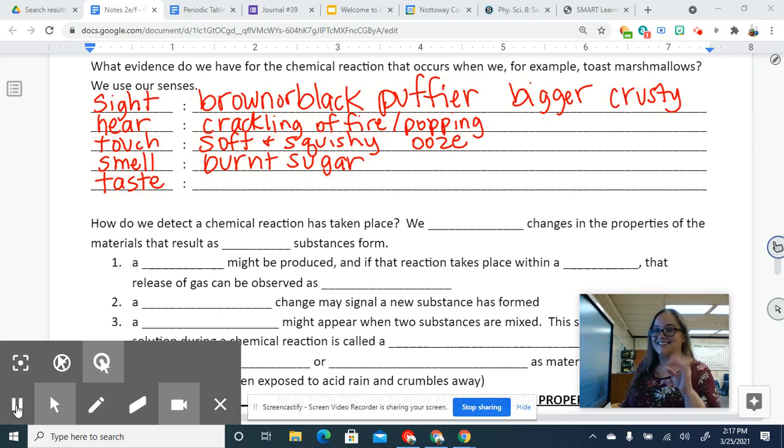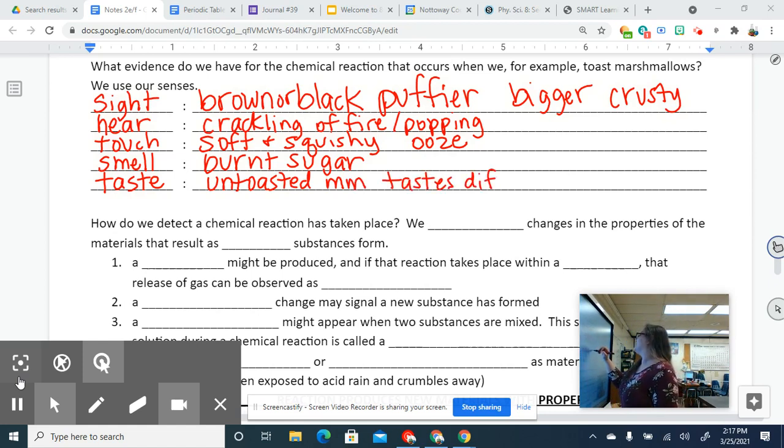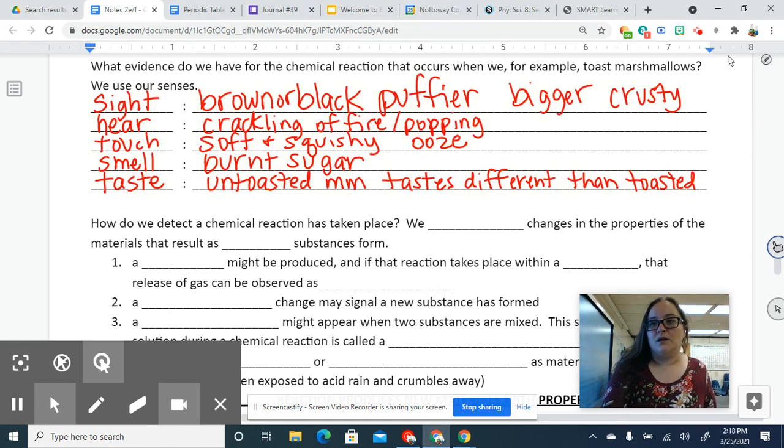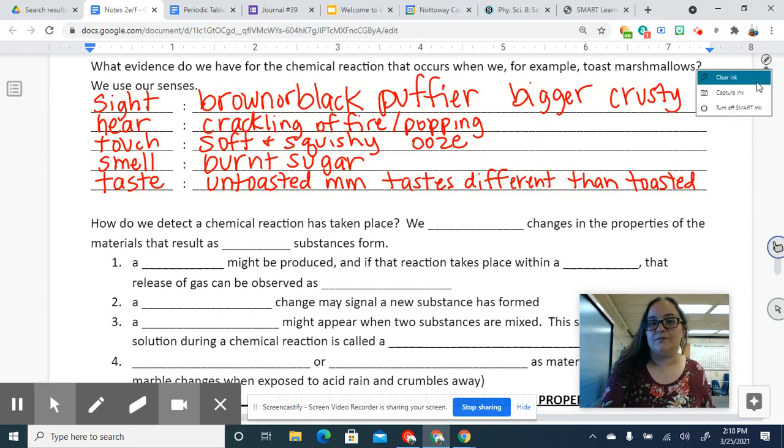What about taste? Does an untoasted marshmallow taste the same as a toasted one? I mean, it obviously tastes different. So untoasted, we're going to abbreviate marshmallow as MM, tastes different than toasted. And think about it this way. If I told you to close your mouth and I put a toasted marshmallow and then an untoasted marshmallow in, wouldn't you know which one was which? Yeah. All right, pause it if you need to get that written down.